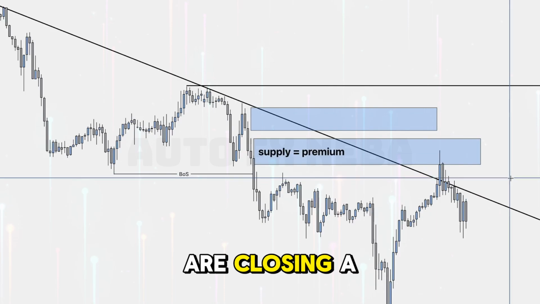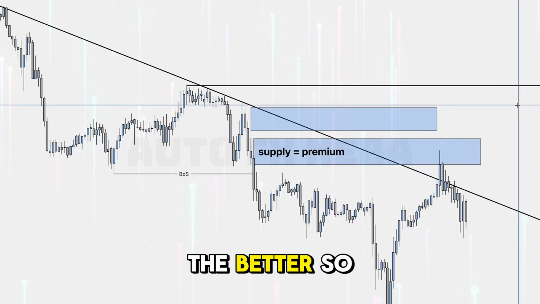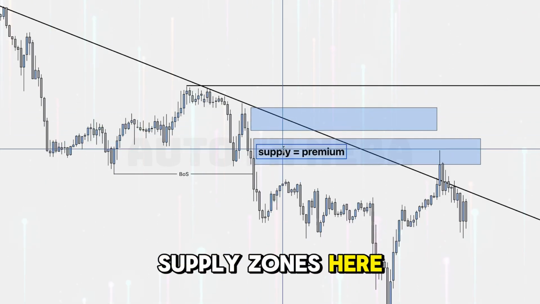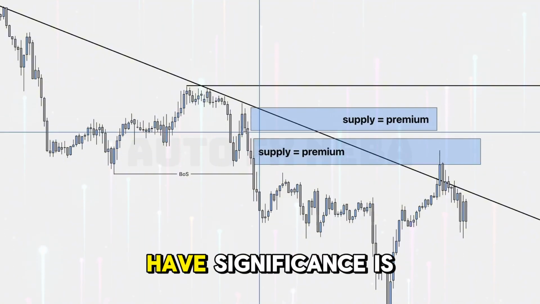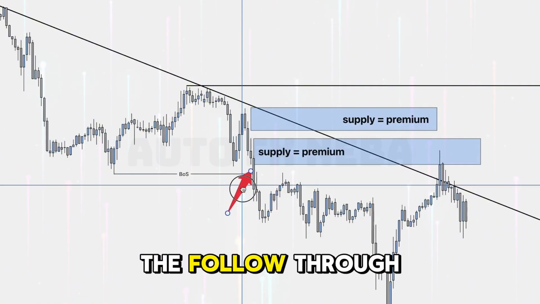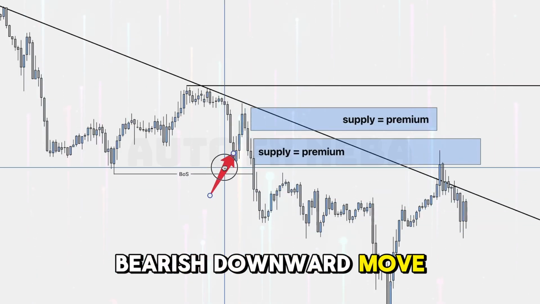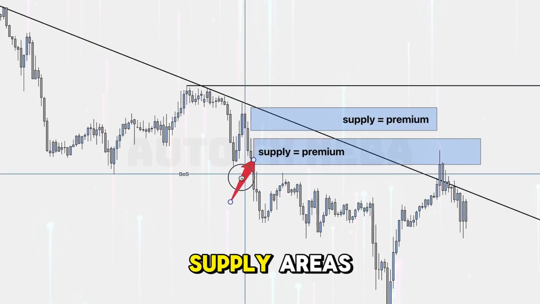And if you are closing a buy position, you want a high price because the more you can sell your contracts for, the better. So there are two supply zones here, both of which are essentially just premium price areas. The reason they have significance is because, as we saw previous consolidation, the follow through of a large bearish downward move tells us that there is significant aggressive selling taking place inside these supply areas, okay?